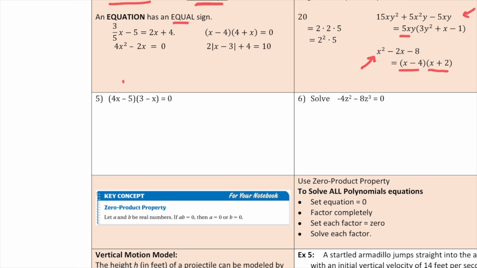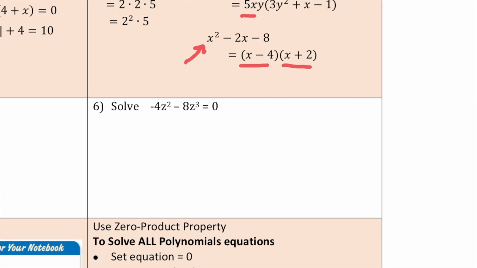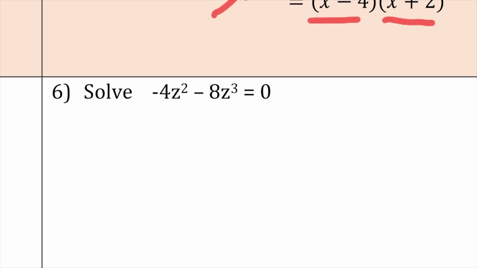So when I ask you to solve a problem, you will notice there's an equal sign. If it wasn't set equal to 0, you need to change it so that it's set equal to 0. Once your problem has been factored, then you can take your factors and set each of your factors equal to 0. Afterwards, solve. If you have 2 factors, you probably have 2 answers. If you have 3 factors, you might have 3 answers.